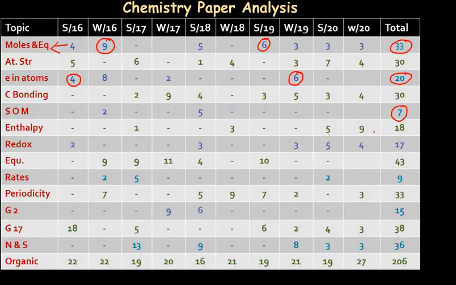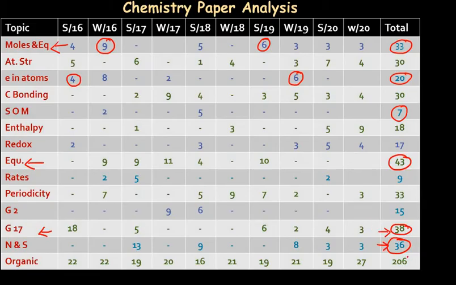But yes, looking at the total, we can analyze that 43 marks of questions were asked in the last 5 years in total from the chapter equilibrium, 38 marks from group 17, and nitrogen and sulfur has 36 marks in total from the last 5 years. That shows that these chapters should be given more importance than the other chapters.